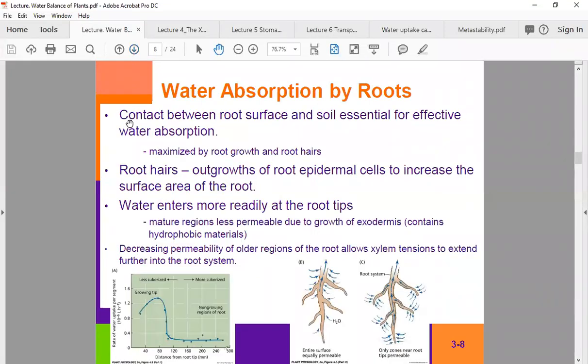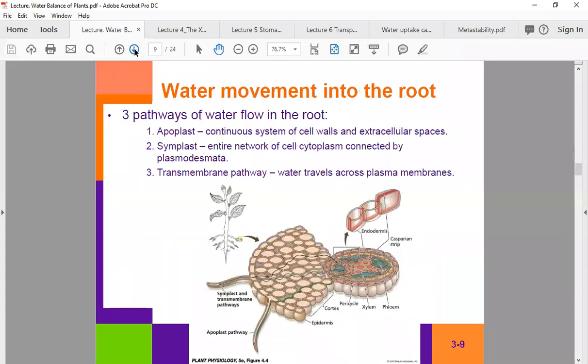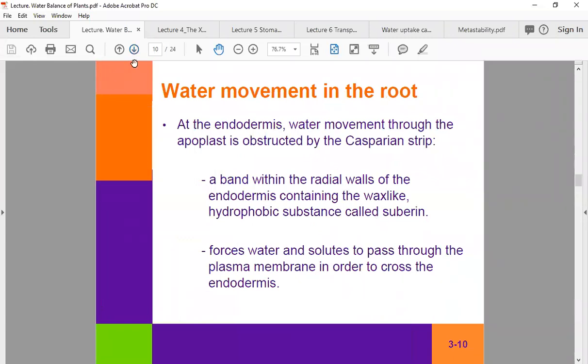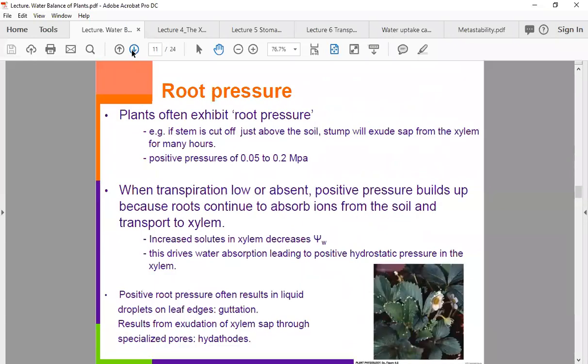Okay, water absorption by roots. I won't talk about this too much. We've covered this exceptionally. So the three pathways of water flow into the root, you know all about the apoplast, symplast and transmembrane pathway, and you know how important it is to know this. And the Casparian strip. All right, let's now look at root pressure.